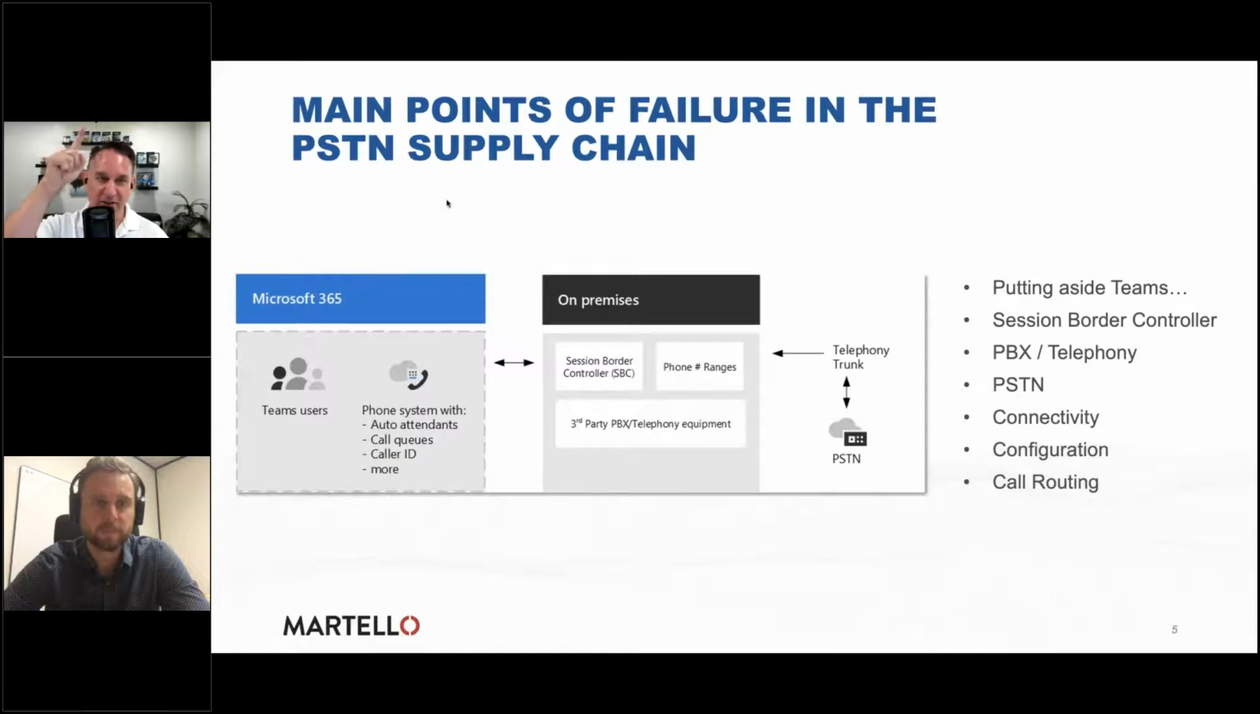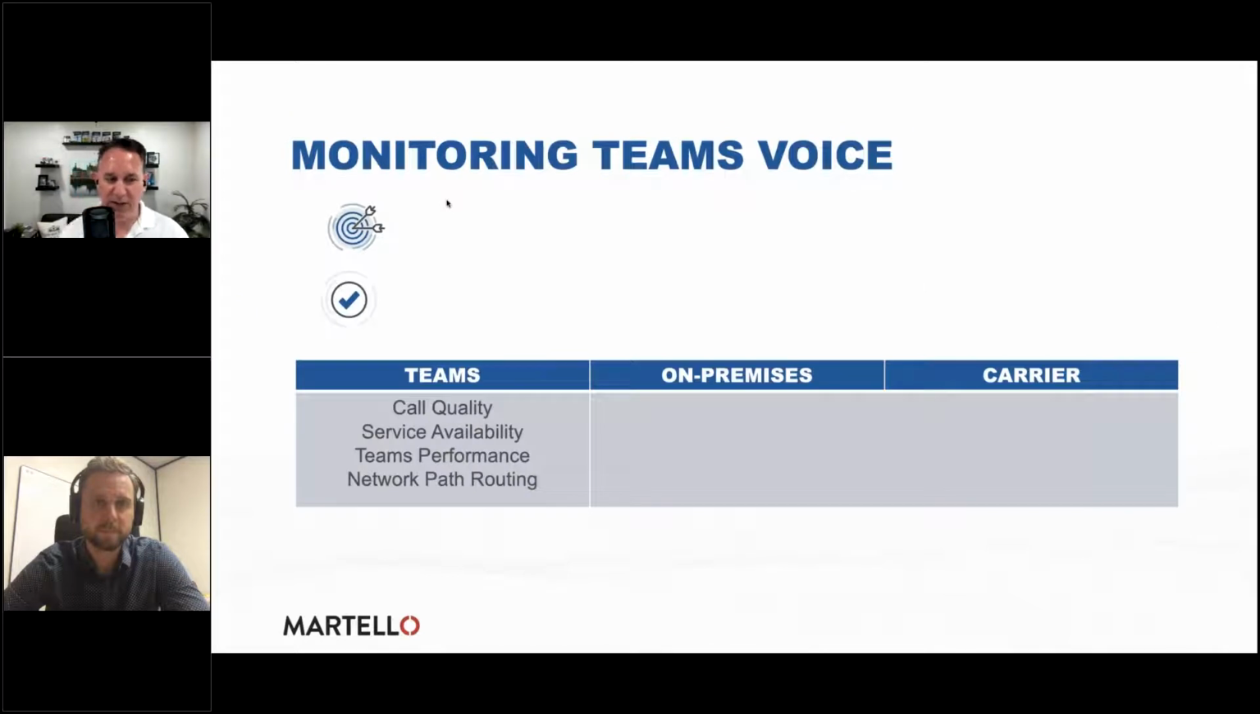Then that Teams call is going basically back to the corporate office through a session border controller, eventually the telephony equipment, and then out to the PSTN. That's a really complex route. And that visibility to understand exactly how that's configured, which goes back to the idea of configurations being wrong, and where in that chain is a problem, is what makes the visibility so important and why this is such a challenge here. And so what I want to do is talk about monitoring Teams voice.